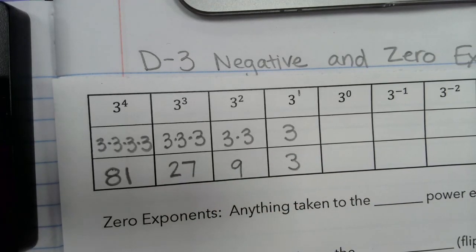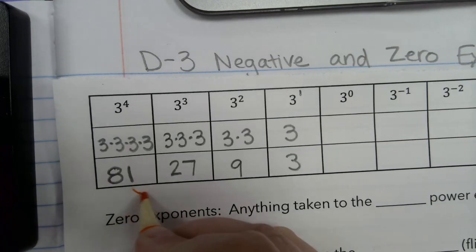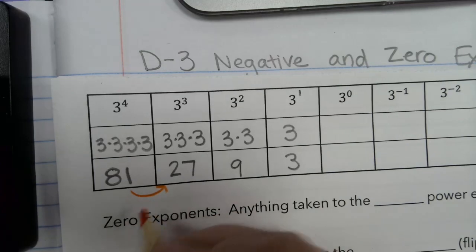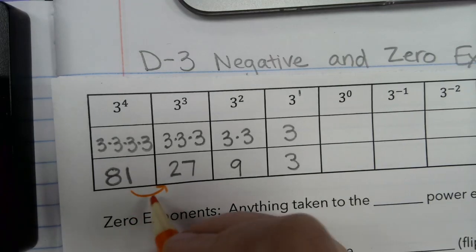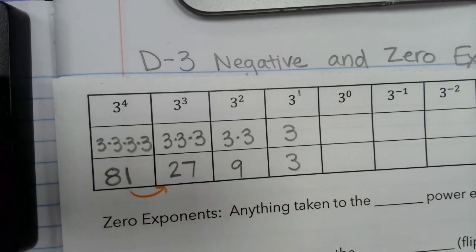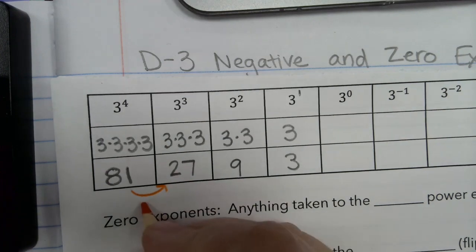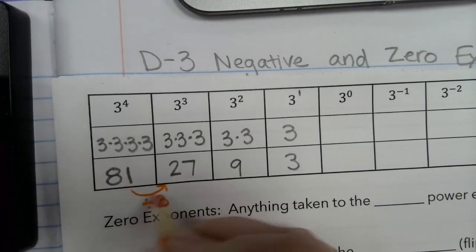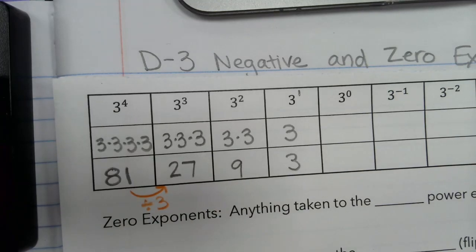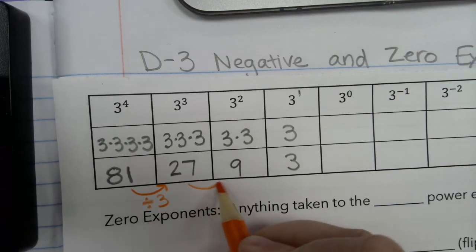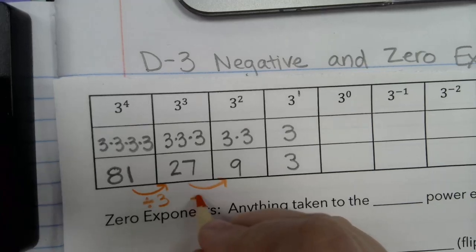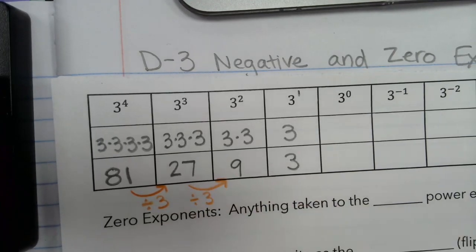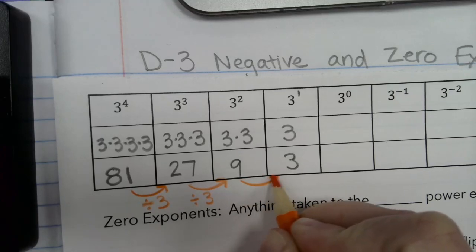So if I go to the right, how are we undoing multiplying by 3? What's the opposite of multiply? Dividing. Good. So we're going to divide by 3. So 81 divided by 3 is 27. What's 27 divided by 3? 9. 9 divided by 3 is?